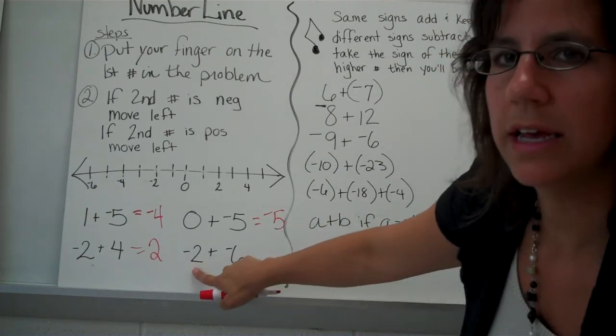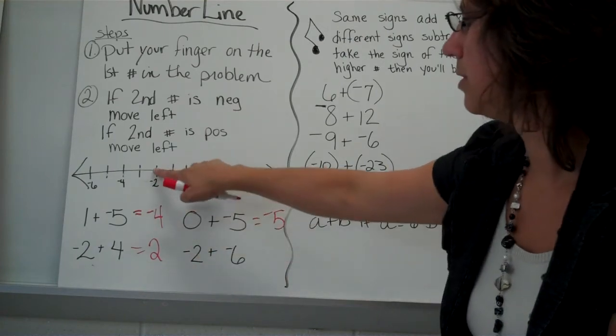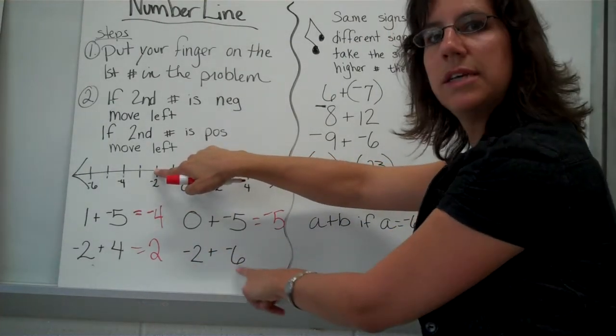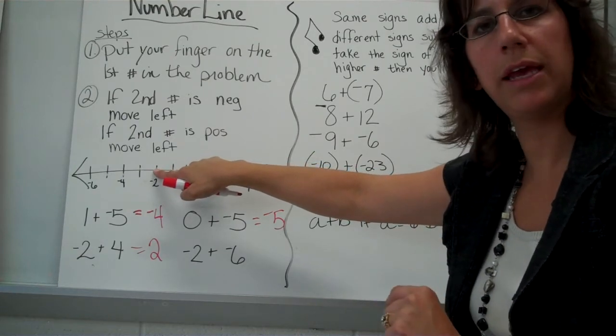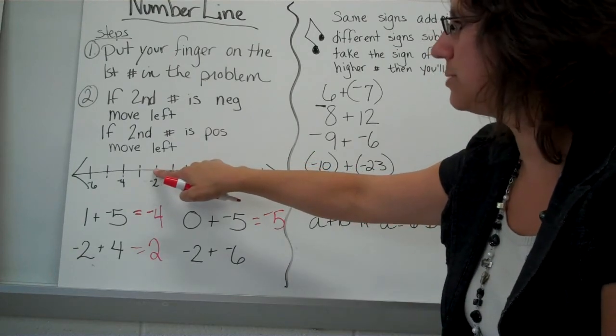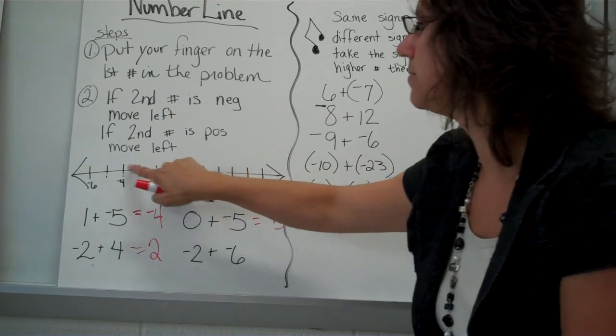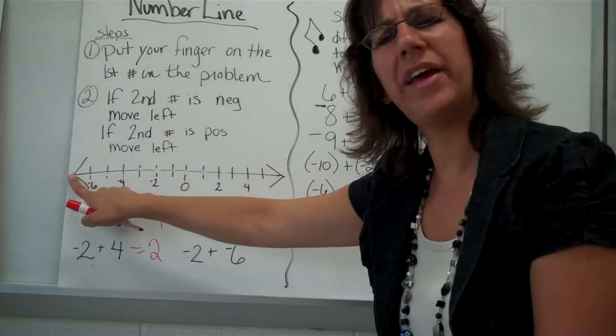We're going to start here at the -2. We're going to move towards the negatives, 6 spaces. Which way are the negatives? On the left. So let's move 6 spaces to the left. Now we ran out of number line.